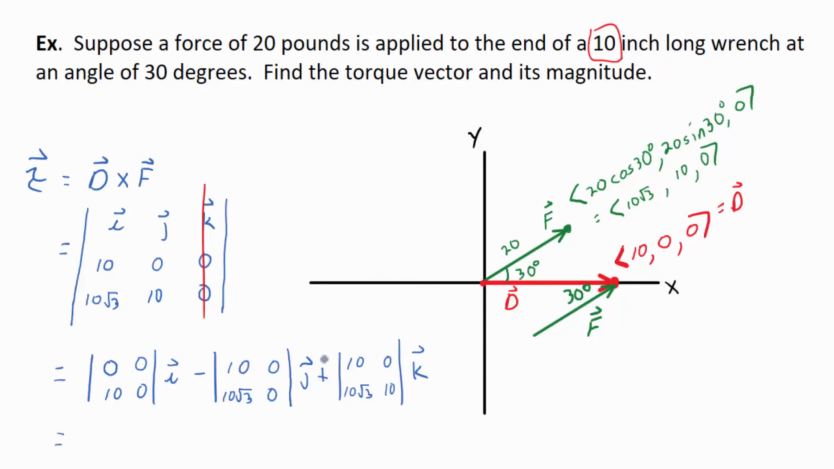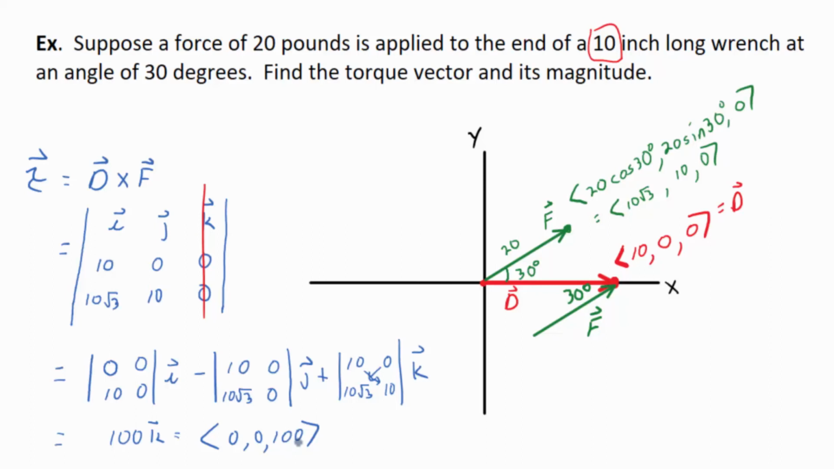So the first two zero out, what's left? 100 minus 0, right? So 100k, or if you prefer component form, 0, 0, 100. Now, why did I know that the first two components were going to be 0 ahead of time? Well, I mean, just geometrically, how did I know?